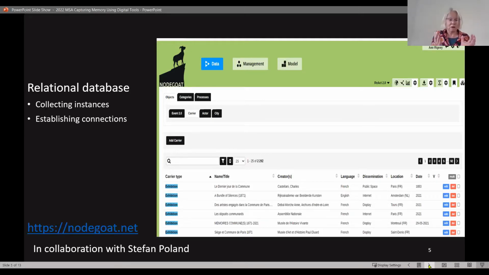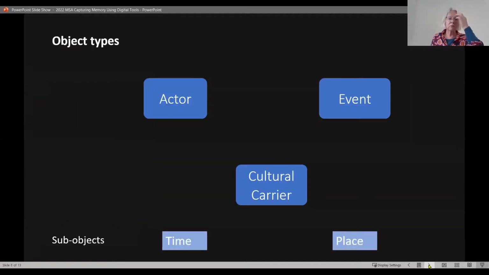Because a database forces you to make decisions about how you organize your data. And in the end, we decided to model our data around three basic types or objects: actors, events, and cultural carriers. And the cultural carrier is the center of our concerns. But basically, the idea is that every act of cultural remembrance involves somebody who produces or reproduces a cultural carrier, which refers to the past.